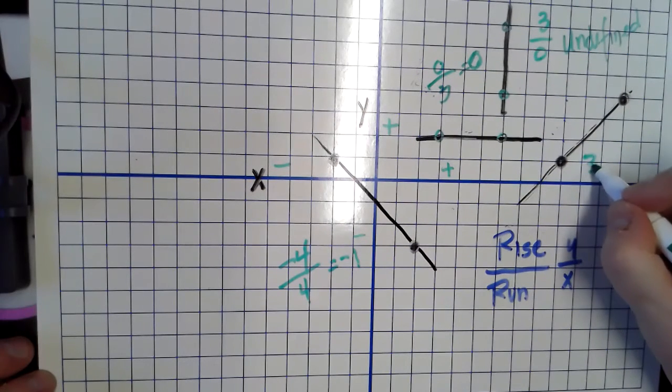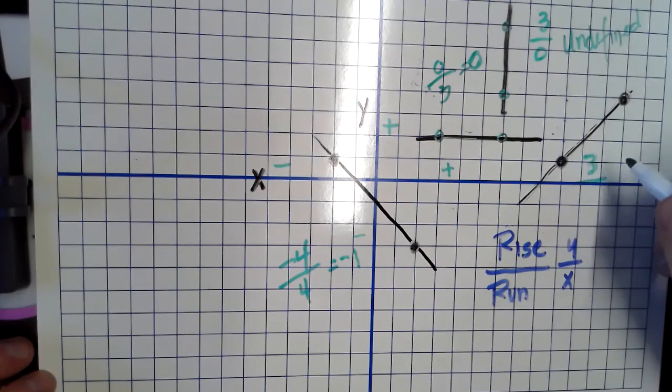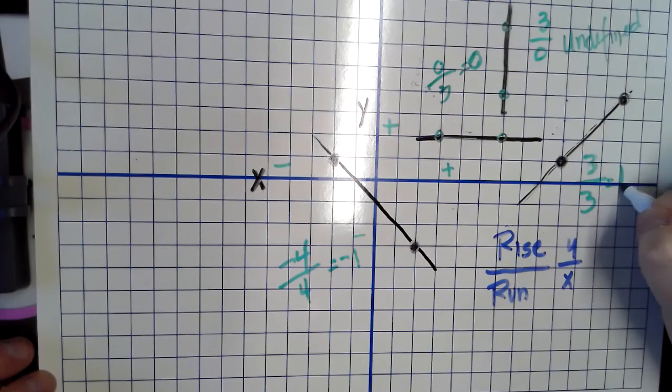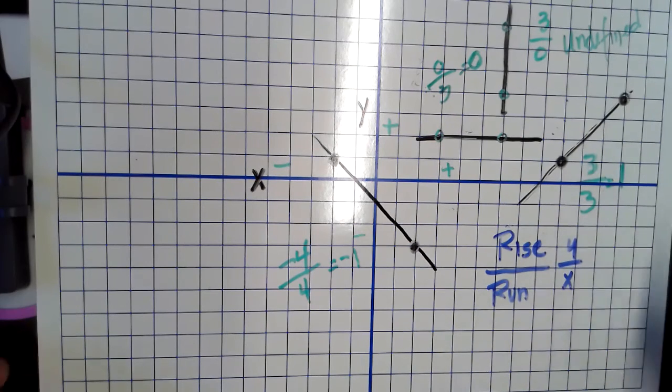Whoops, there goes my pen. Over 1, 2, 3. Run is also 3. The slope for this line happens to be 1. And that's it.